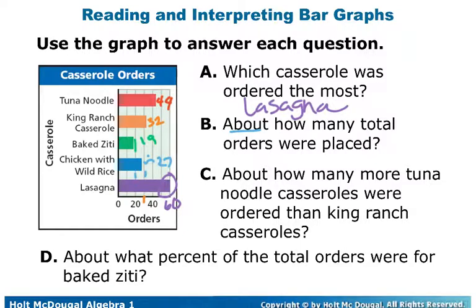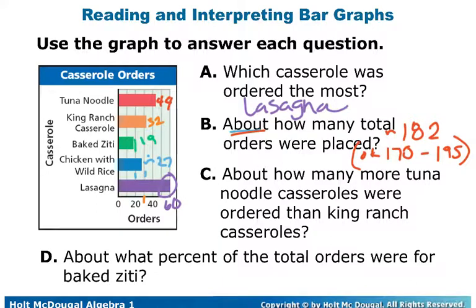Okay. So you add them all together: 44, 32, 19, 27-ish, and 60. And we get 182 orders. Now, of course, you could have gotten something within the range of maybe 170 to 195 or something. The idea is that it is about how many, and it depends on how you interpret the graph, since it's not exactly listed.